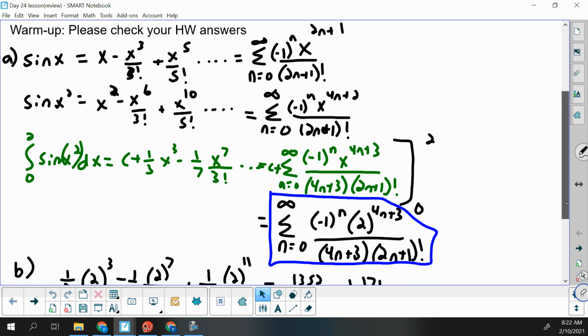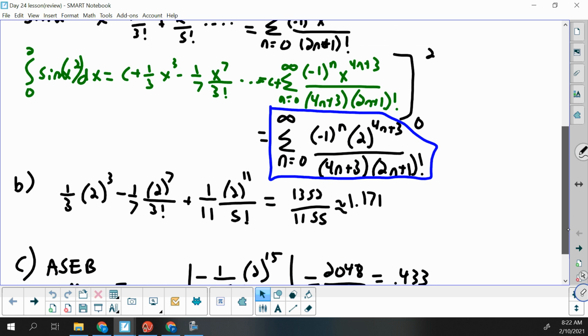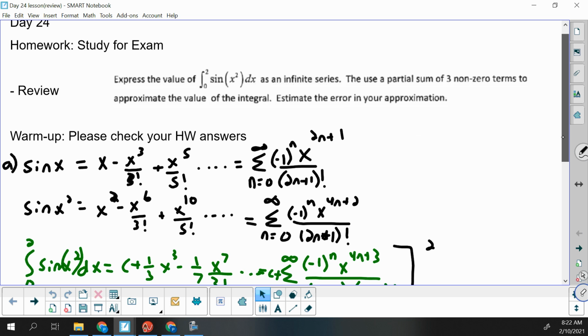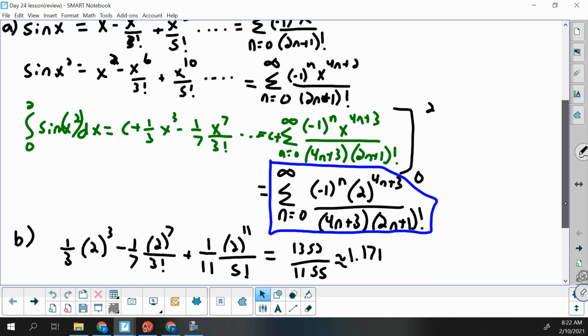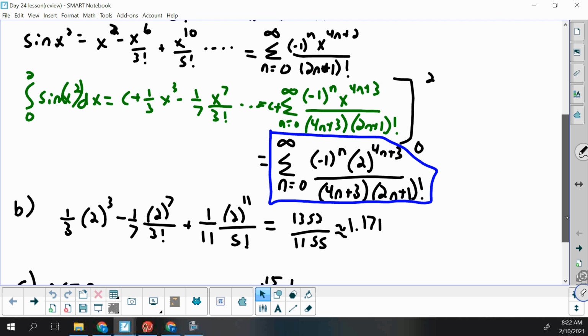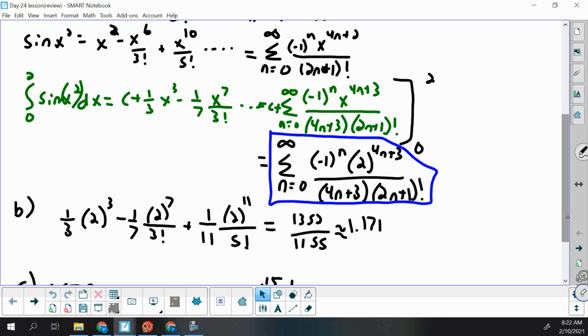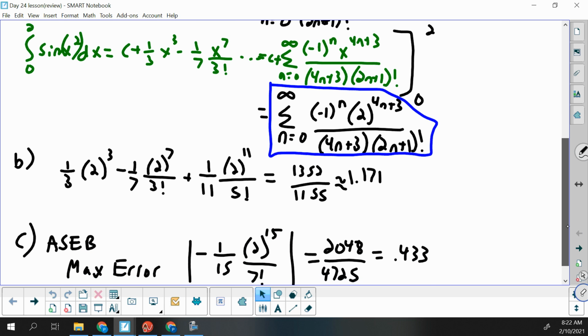So then we wanted to estimate our error in our approximation. Oh, wait, there's a part before that. Sorry, we want to do the partial sum for the first 3 terms. So take your first 3 terms and fill in. So that's the 1/3 x cubed minus 1/7 x to the 7th over 3 factorial plus 1/11 times x to the 11th over 5 factorial. Fill in your 2, and we get that value either in fraction form or to 3 decimal places.